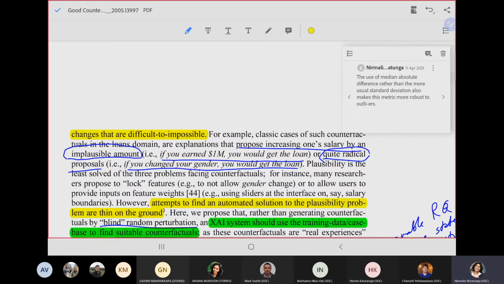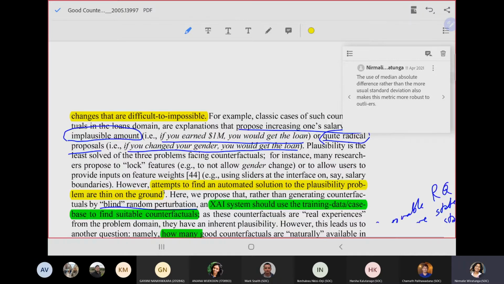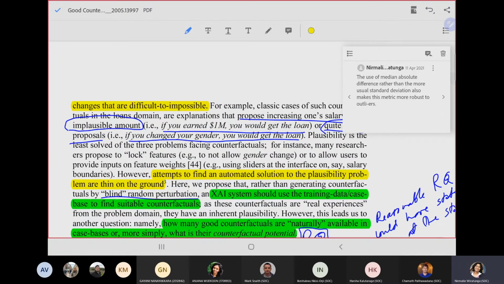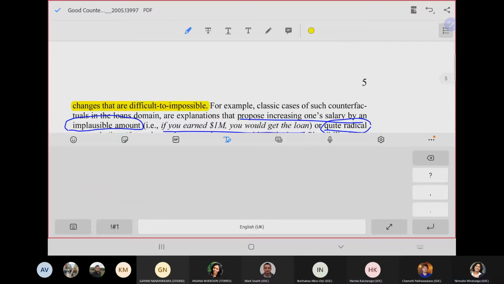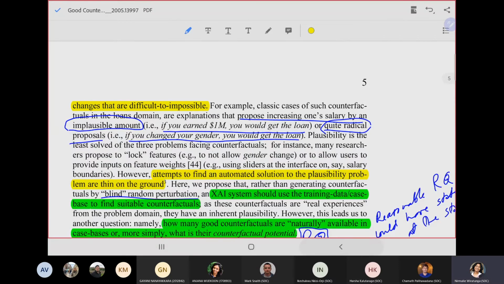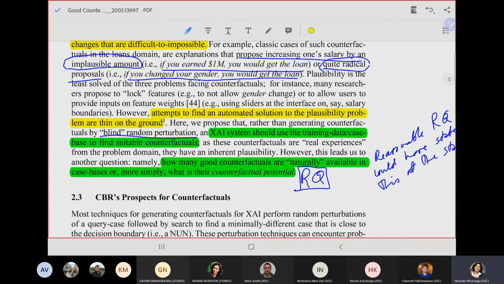And so they use these three concepts to motivate that actually, rather than perturbing and trying to generate counterfactuals, why don't we look inside the case base to derive counterfactuals from existing cases in the case base? So I think that is the key concept that this paper is trying to push forward.